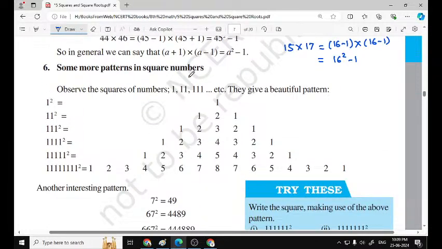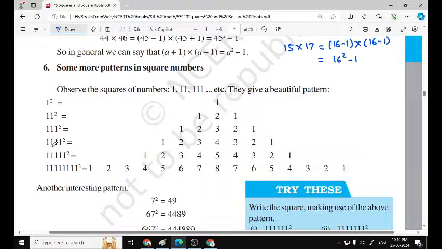Some more patterns in square numbers. Here we observe the number is formed by only single digit, that is 1. Here we have 1, so 1 square is 1. 11 square, there are 2 times 1. So we write it as 1, 2 and 1. Here we have 3 times 1. 1, 2, 3, 2, 1.